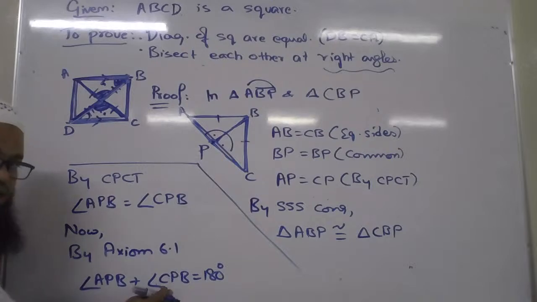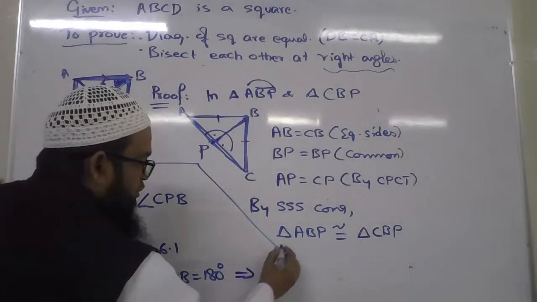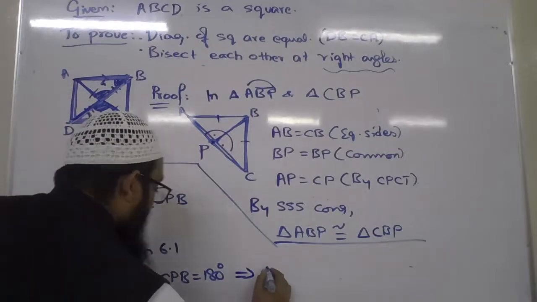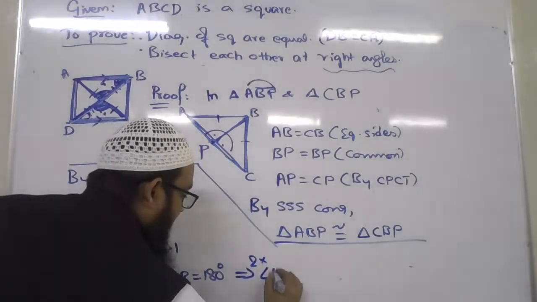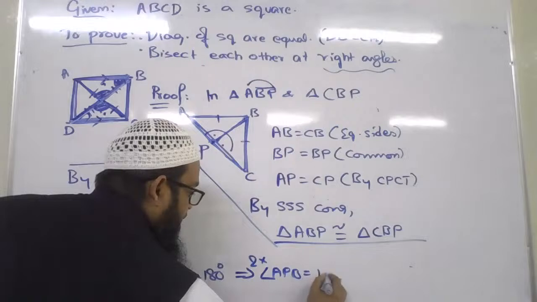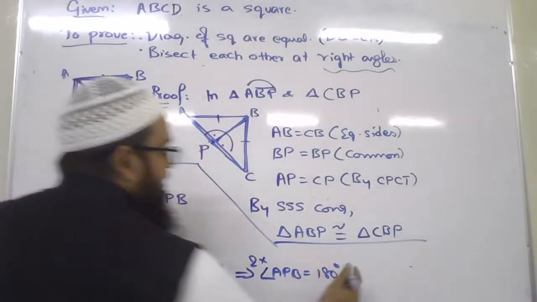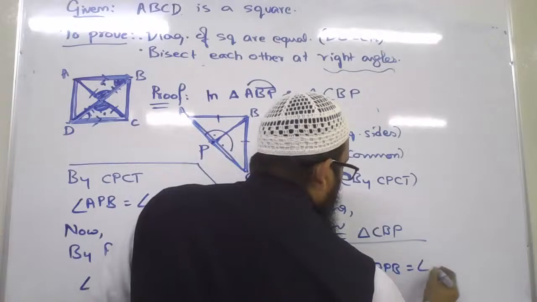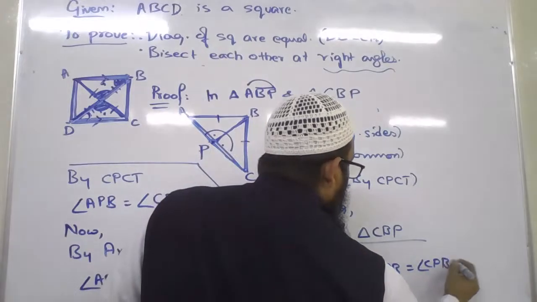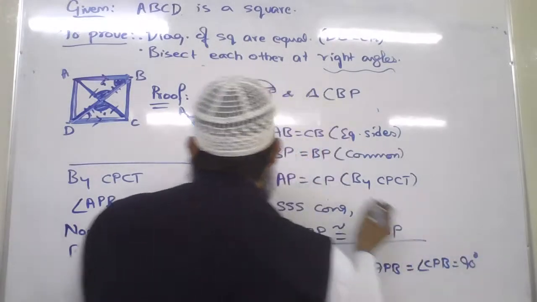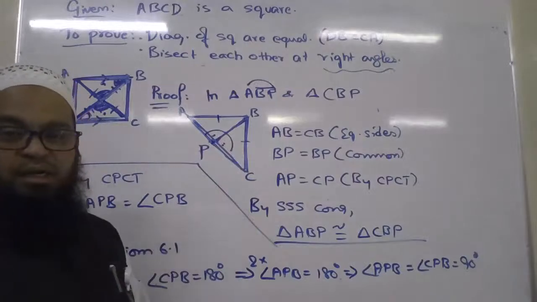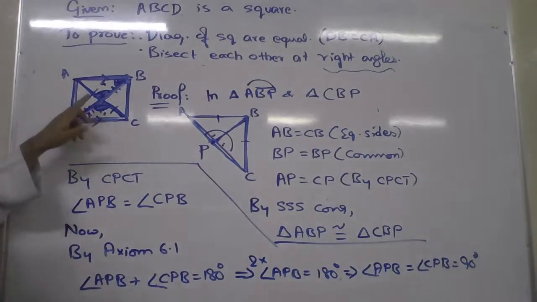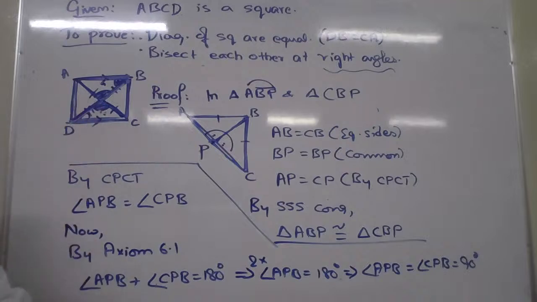Since these two are equal, so I don't have place, I am writing over here. So since these two are equal, 2 times angle APB is equal to 180 degrees. When I transpose to that side, angle APB is equal to angle CPB is equal to 90 degrees. So these two are 90 degrees. Similarly, if you take these two triangles, these two angles also will be 90 degrees.